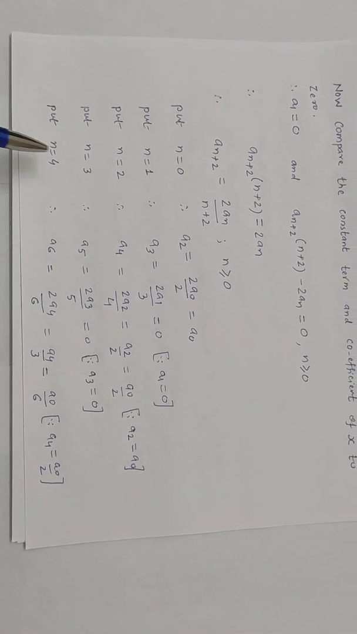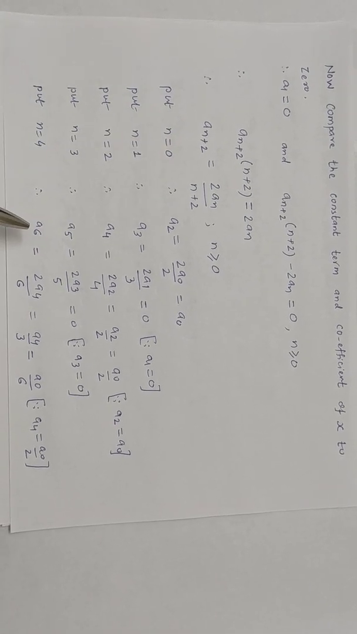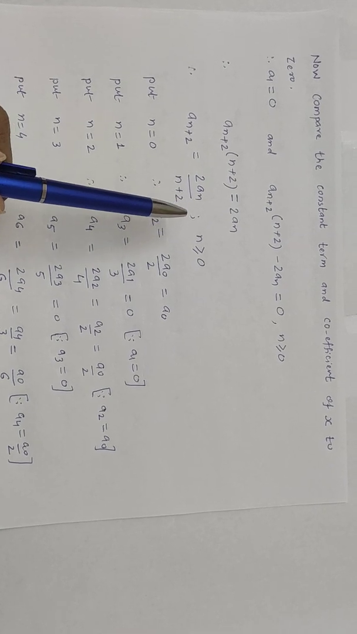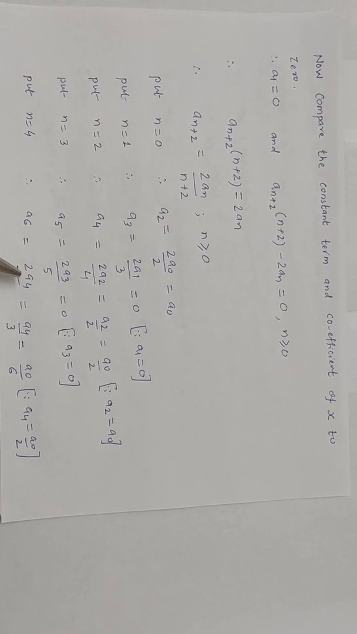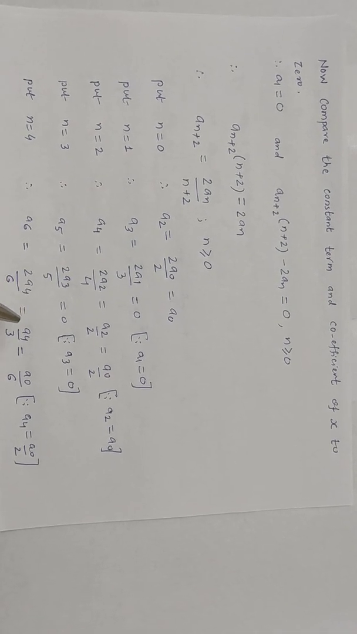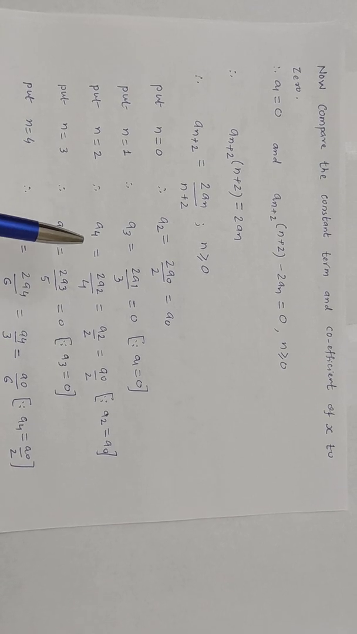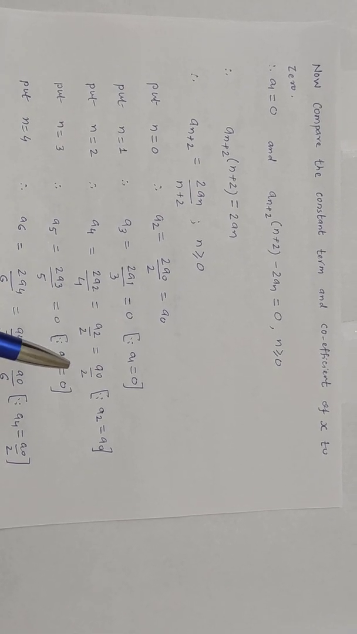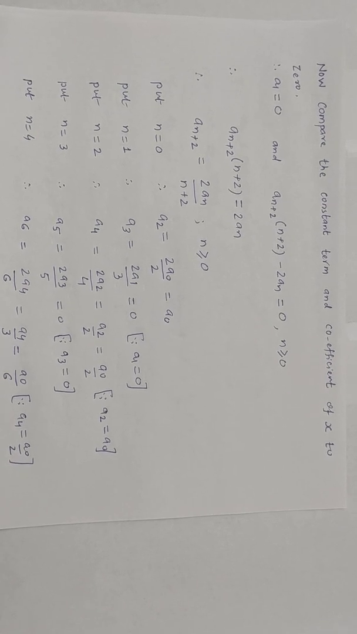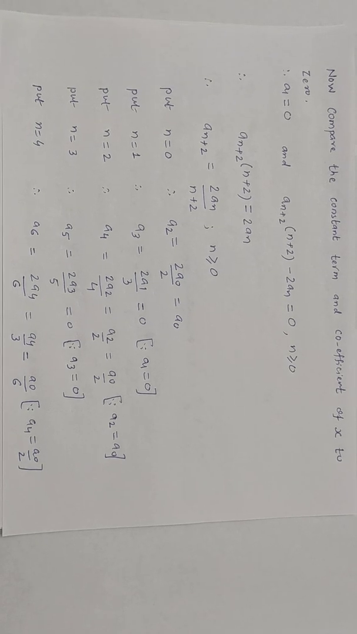Now put n equals 4 in the recurrence relation. So 4 plus 2 is 6. So it becomes a6, 2 as it is, and the value of n equals 4, so it becomes a4 divided by 4 plus 2, that is 6. So it becomes a4 by 3. Now you can see that the value of a4 is a0 by 2. Replace a4 by a0 by 2, so it becomes a0 by 6. So the value of a6 is a0 by 6.